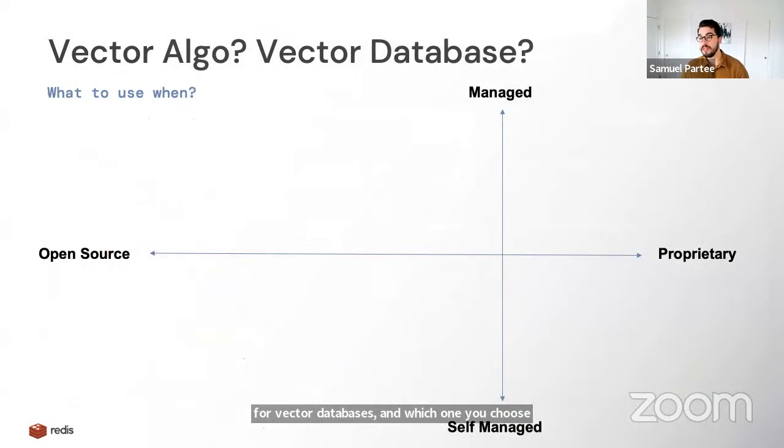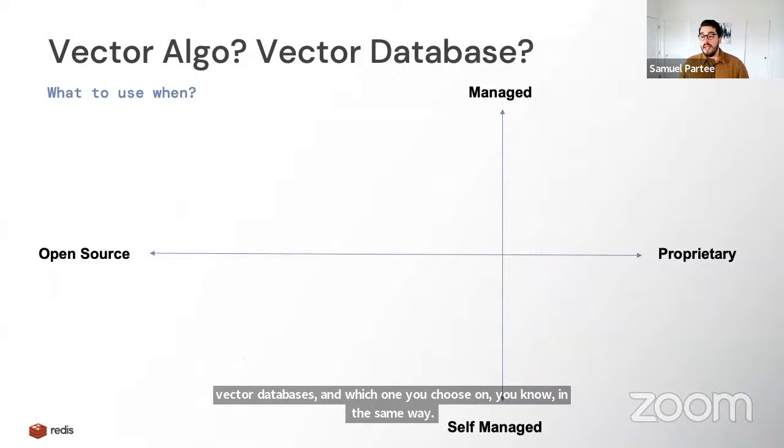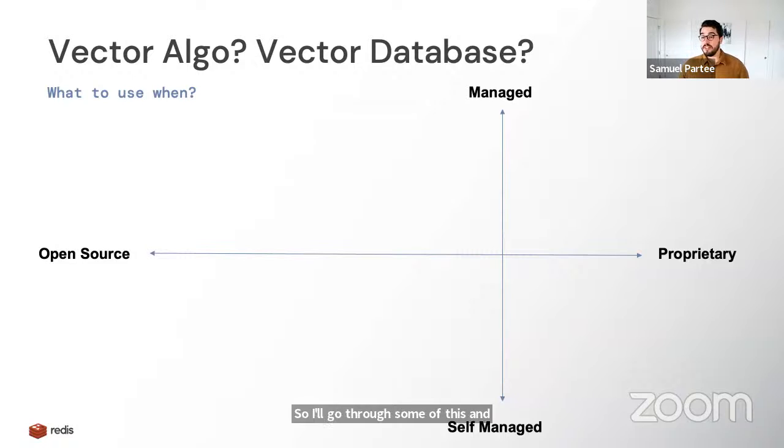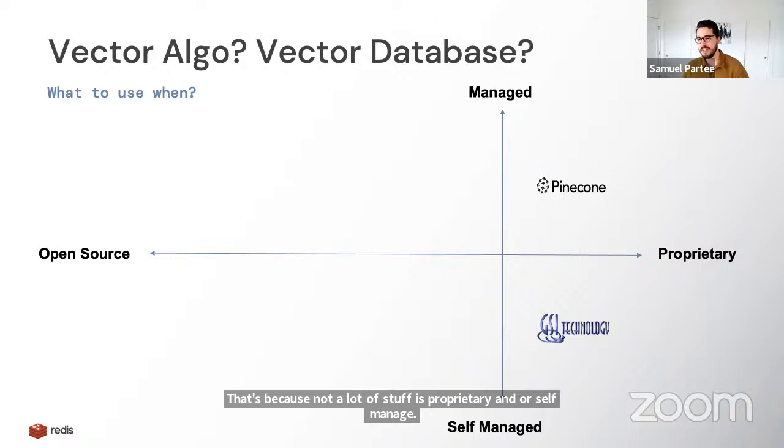So I'll go through some of this, and this is a very quickly changing space. So if I left someone out that's like, but I made my vector database yesterday, please don't come at my neck. I tried my best here. And this is a lot to research. You'll notice that everything is skewed to the right. That's because not a lot of stuff is proprietary and or self-managed. There's only two in that category, essentially, Pinecone and GSI Technology.